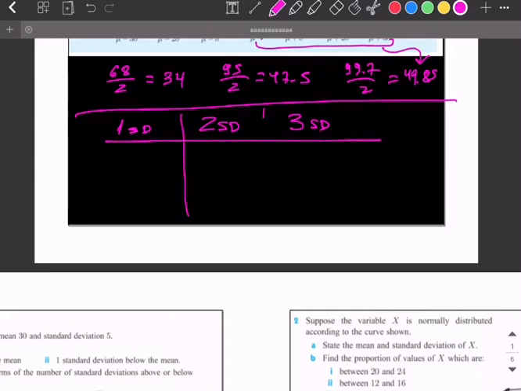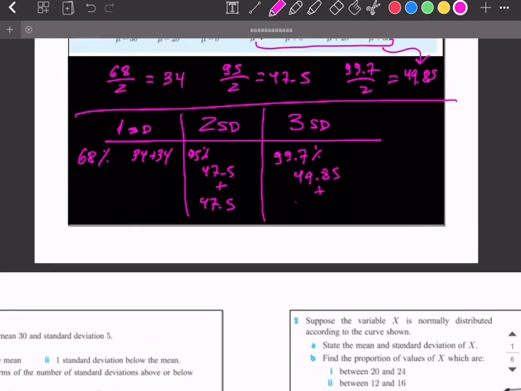So in total you have 68%, or 34 and 34. 2 standard deviations is 95%, or 47.5 and 47.5, and last, 99.7%, which splits into 49.85 and 49.85. So you can come up with these numbers as long as you remember the 68, the 95, and the 99.7. You can come up with the rest of the numbers.